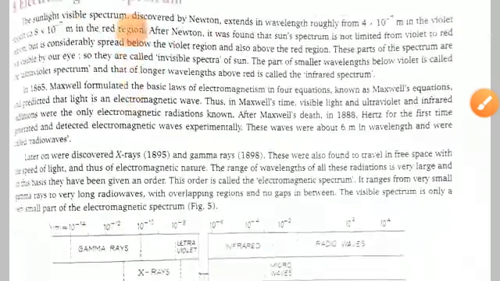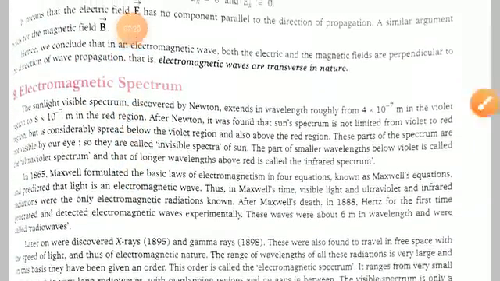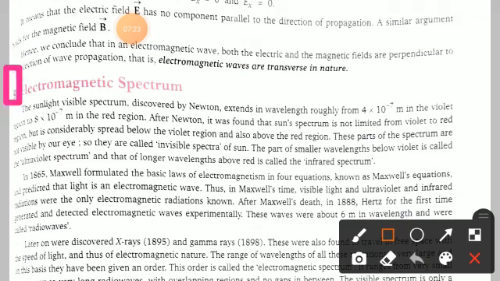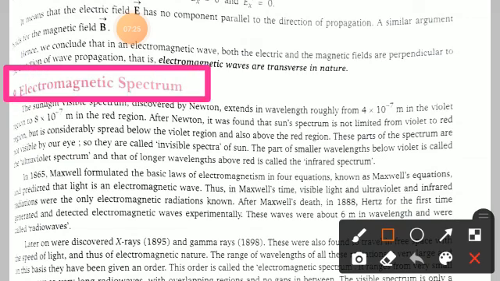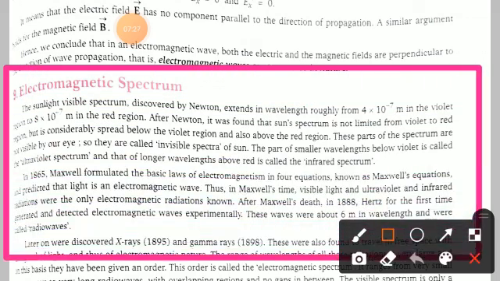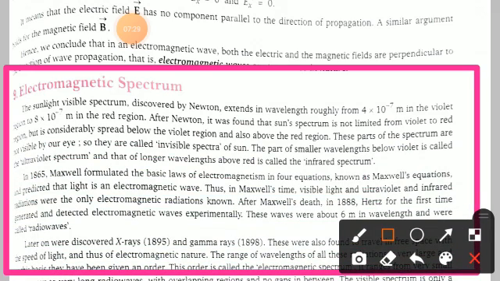Now we are coming to the electromagnetic spectrum. This is also important, and most of the wavelength values are asked in the examination from this. The sunlight visible spectrum discovered by Newton extends in wavelength roughly from 4 times 10 to the power minus 7 meters, the violet, to the red region.